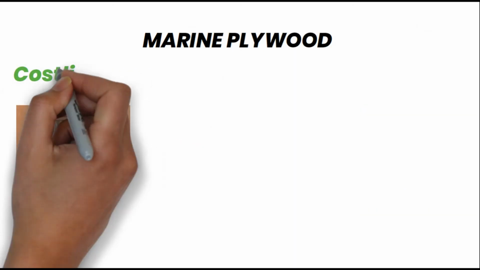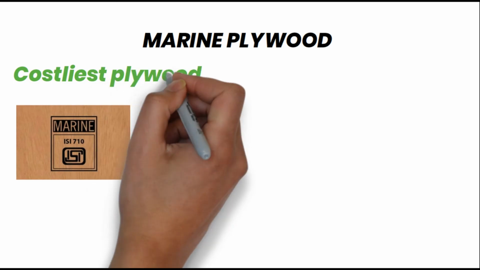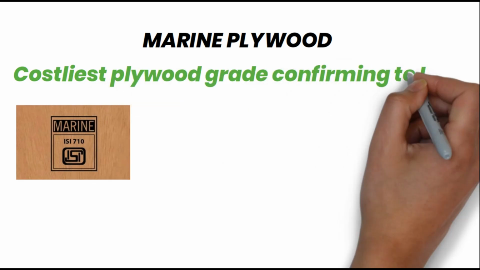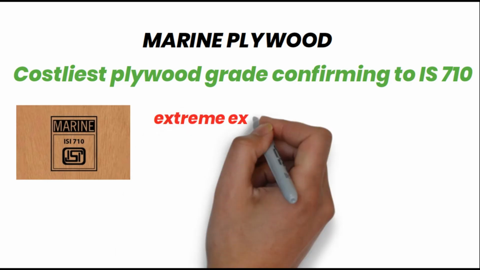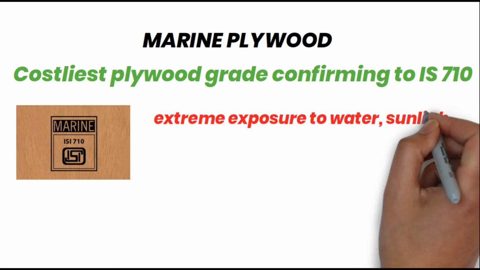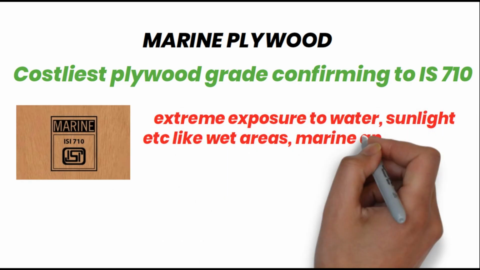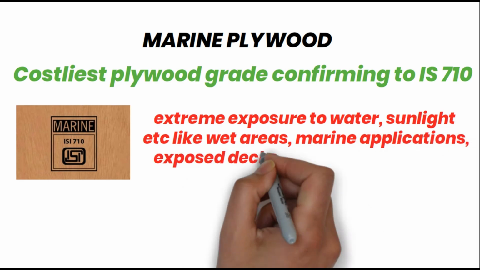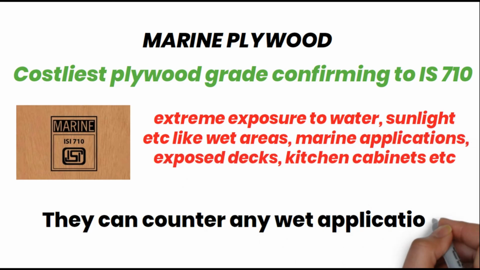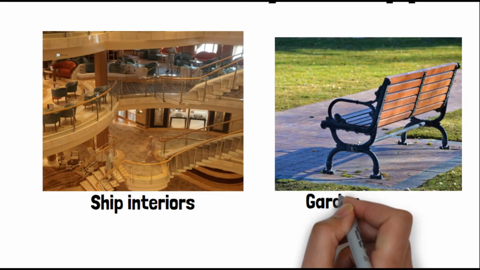Marine grade plywood. It is the costliest plywood grade and it is conforming to IS 710, and they can withstand extreme exposure to water, sunlight, etc. like wet areas, marine applications, exposed decks, kitchen cabinets, everywhere you can use it. They can counter any wet applications.